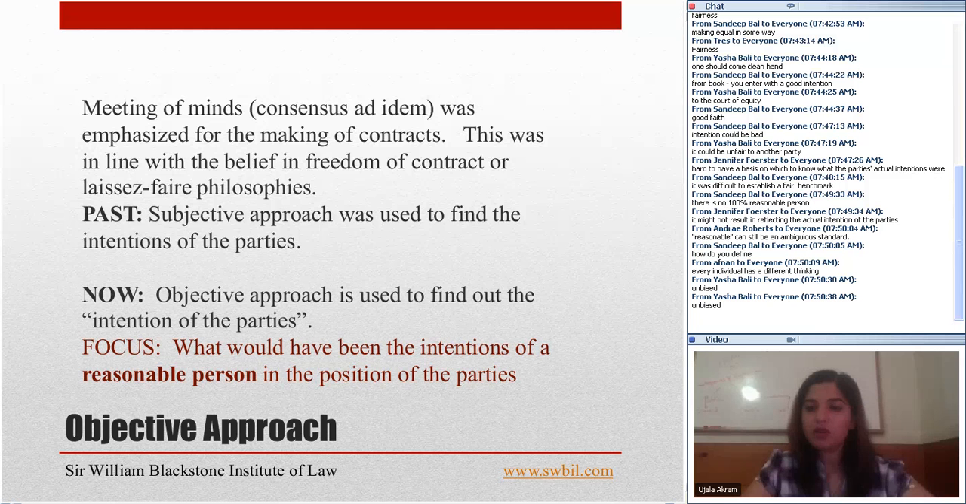And some argue that if we take the objective approach, it damages the claim that contracts are based upon the party's consent. Right? So what Joe would have intended, like a reasonable person's intentions, might not represent the party's intentions. Thus, we cannot say that they were in consent, and that damages the main principle of contract law. So there are some arguments on the objective approach, some in favor and some against, but this is the approach that mostly the courts are using these days.